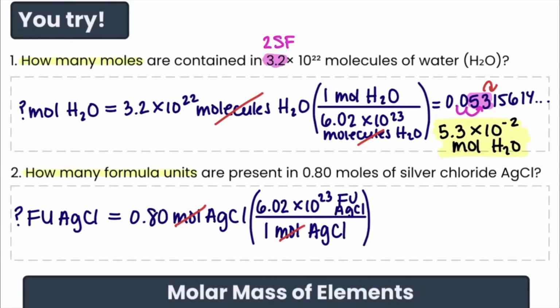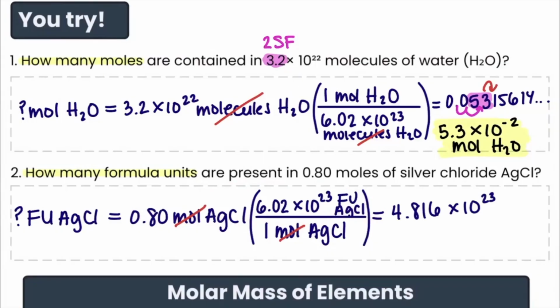Now, going ahead and plugging this into our calculator, you can see that now we're not dividing, we're actually multiplying. So we take 0.80 and we multiply that by Avogadro's number. And my calculator actually already gives it to me in scientific notation, so yours may as well. And I end up getting 4.816 times 10 to the 23rd.